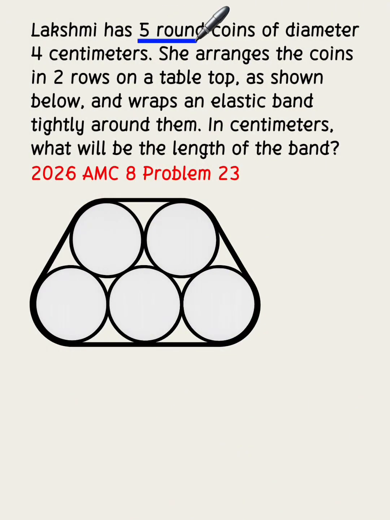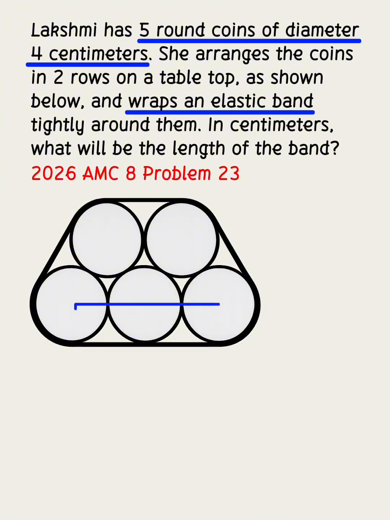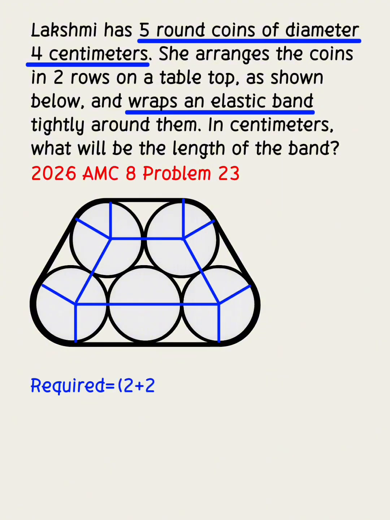As shown, 5 coins each have a diameter of 4 centimeters. They are arranged in 2 rows, with an elastic band wrapped tightly around them. What is the length of the band? The required length is 4 straight segments plus 4 arcs. The 4 arcs actually make one full circle.